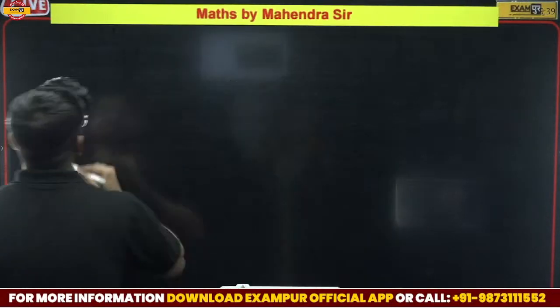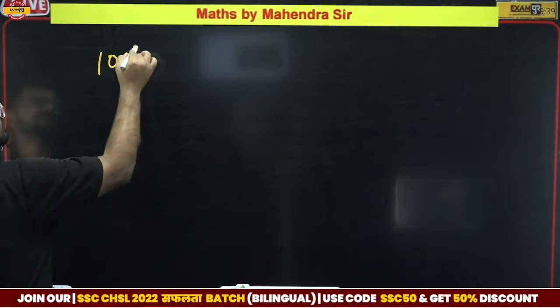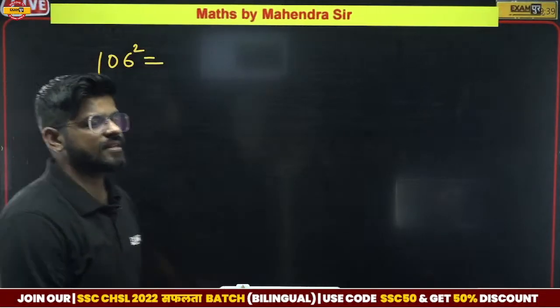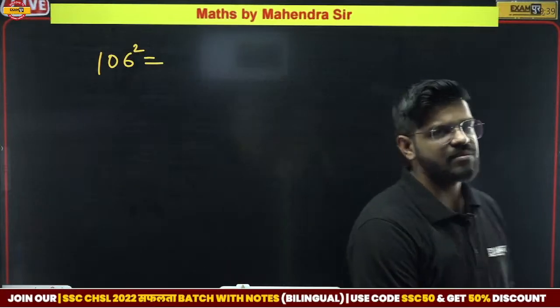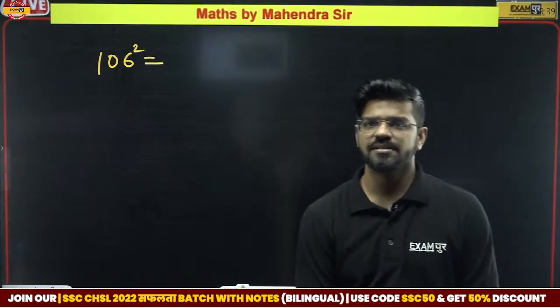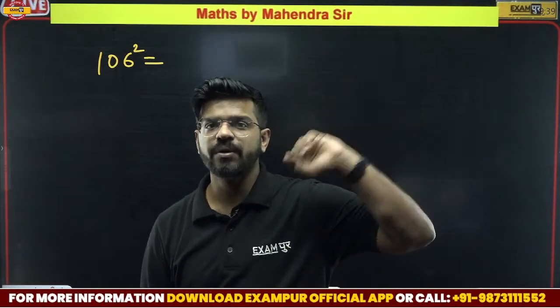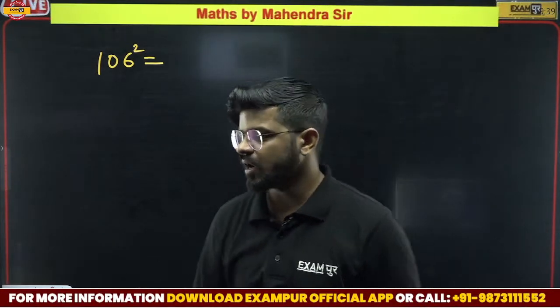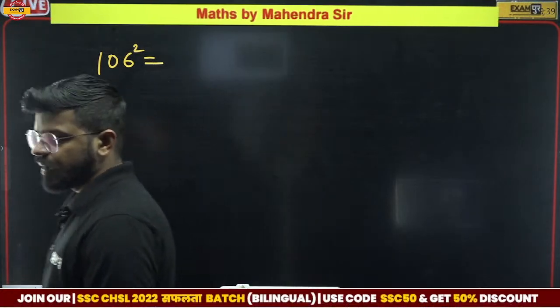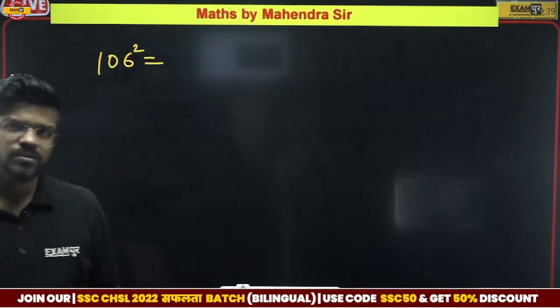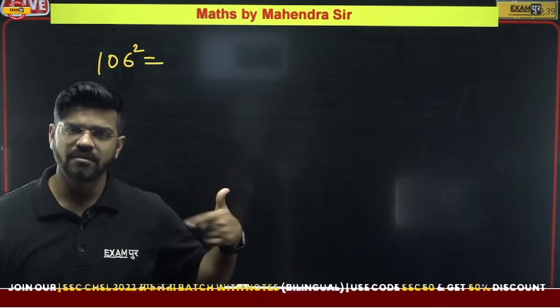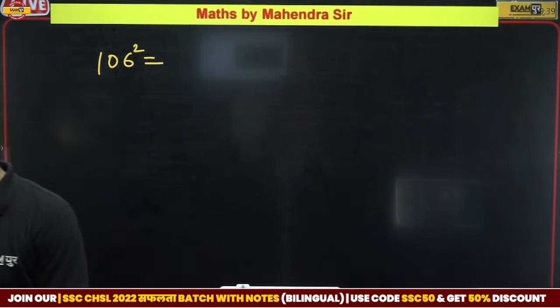Now tell me 106 square. Now you know all the tricks. Now tell me the square for 106. This same trick will work up to 125. And before that, what will work? I will tell you. But before 125, we have to calculate in mind only.